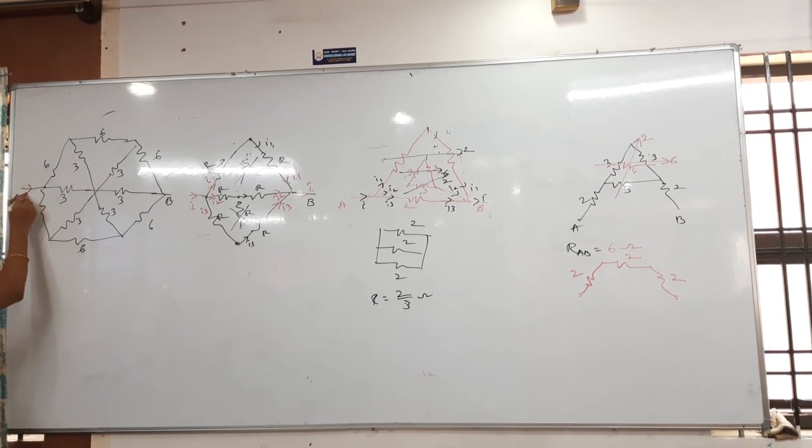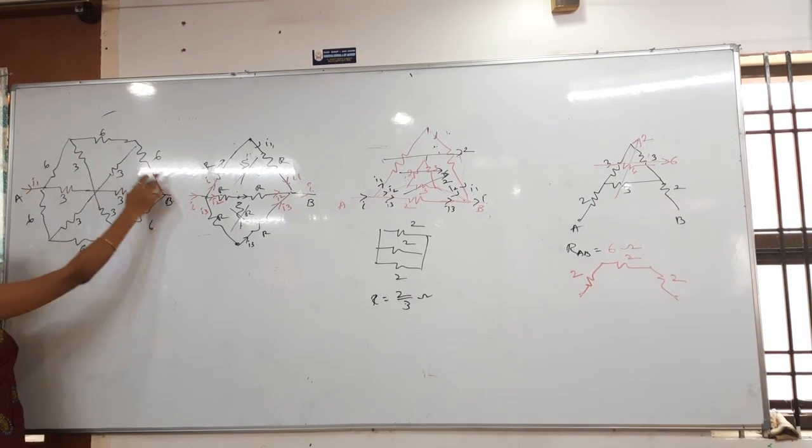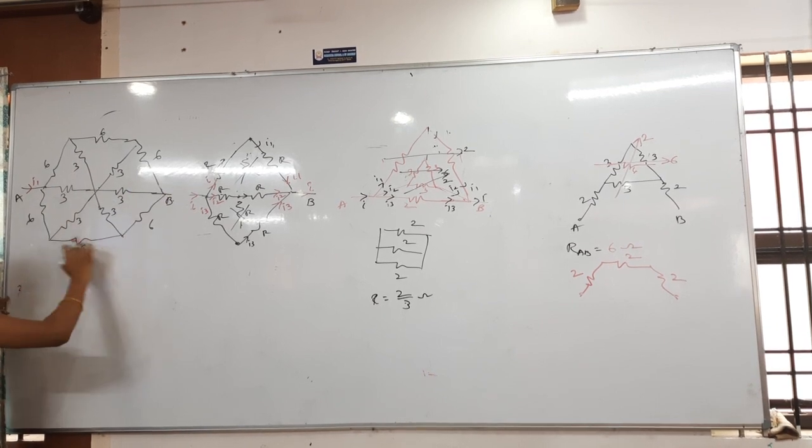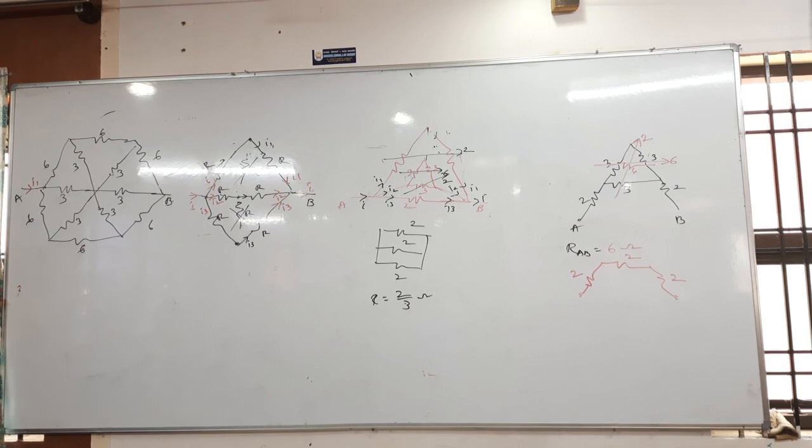Here current I is going, and you might think I1 has to come, I1 is coming, I2 is coming, and then I3 is coming. So I would remove all these, but not like that.